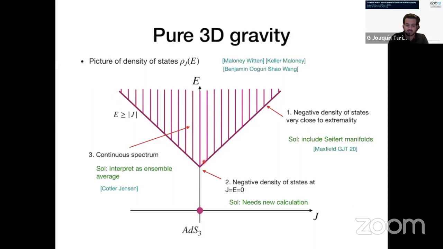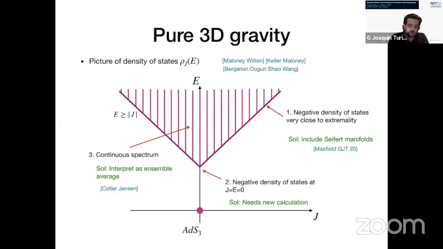The solution for this negative density of states at spin 0 needs a new calculation. So at J equals 0, we cannot use the JT gravity approximation. And the solution to the continuum spectrum for pure gravity, well, we can conjecture that this will be related to some ensemble average of 2D CFTs that should be understood. It's not clear what an ensemble of CFTs means, but the hope is that if we include other topologies, such an interpretation will emerge.